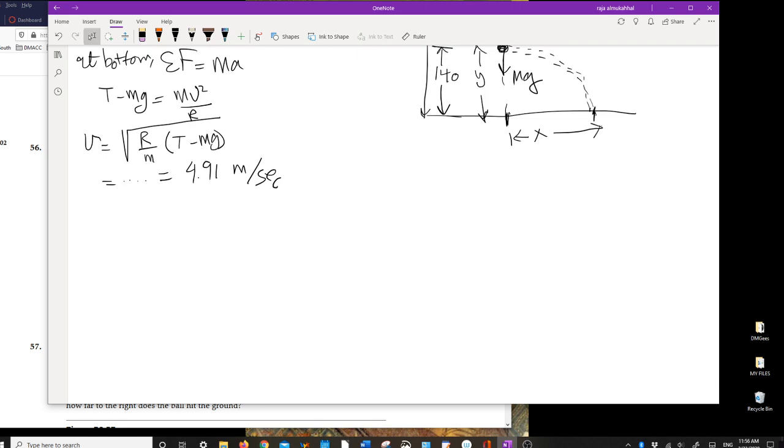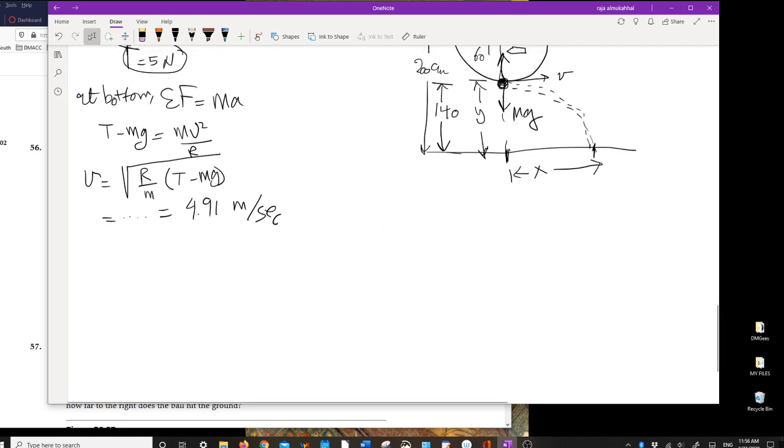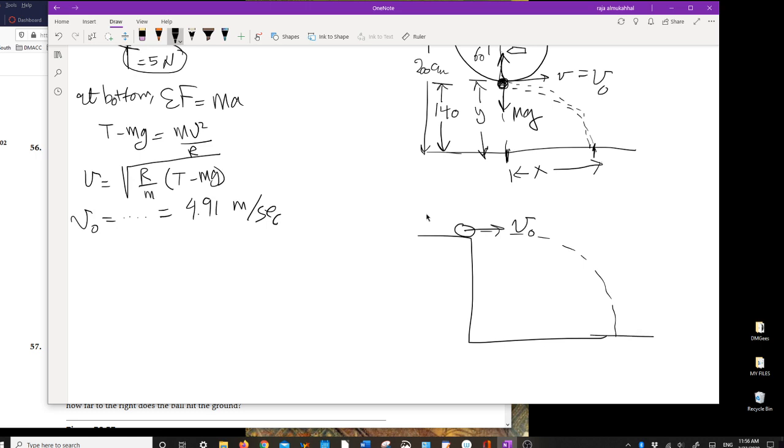Let me go back to the diagram. As far as this diagram is concerned, after that this is going to be a projectile problem. We can call this V naught. So basically I have the following picture. Here is the height, here is the ball right here, moving with some velocity V naught, which is this one right there. We have a projectile problem like that, so I need to find x.